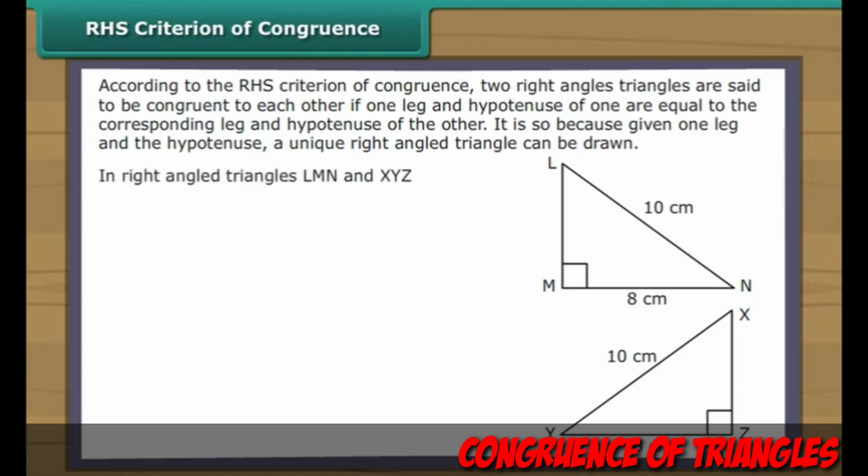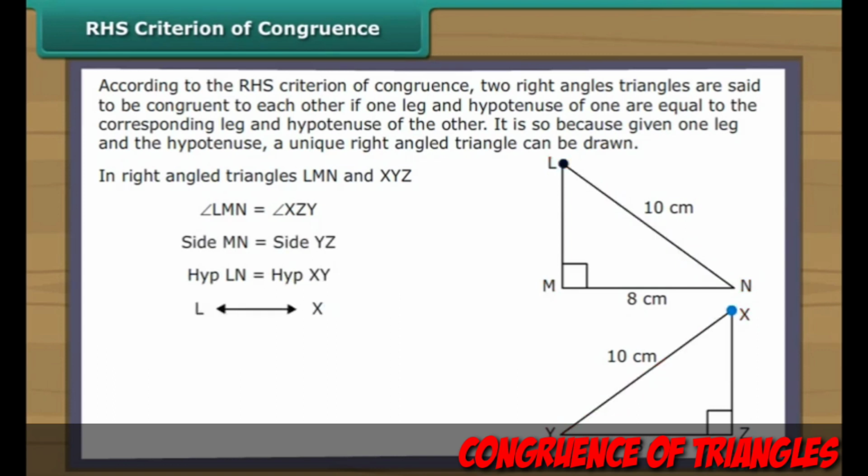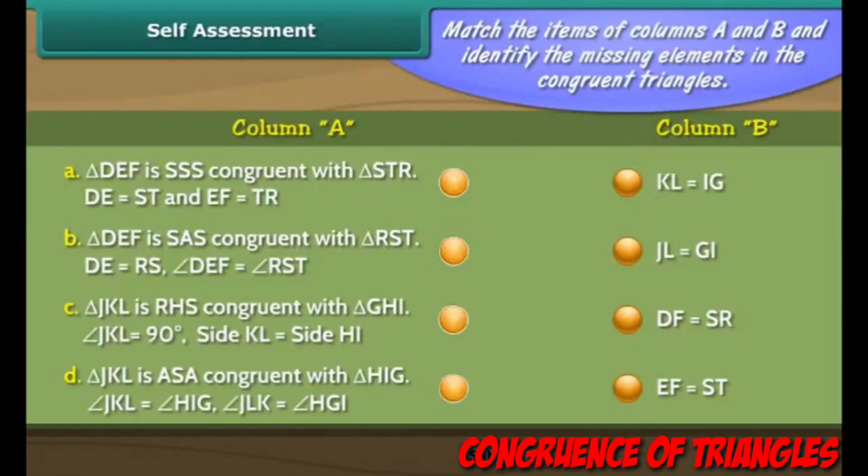In right-angled triangles LMN and XYZ, angle LMN is equal to angle XZY. Side MN is equal to side YZ. Hypotenuse LN is equal to hypotenuse XY. Vertex L corresponds to vertex X. Vertex M corresponds to vertex Z. Vertex N corresponds to vertex Y. Therefore, triangle LMN is congruent to triangle XZY.